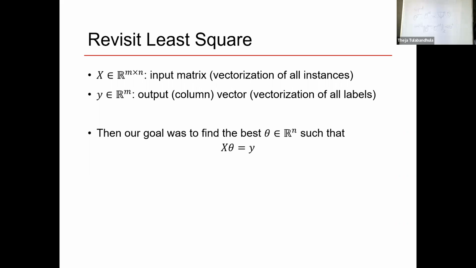Our goal, which although we wrote it using a loss function, a different way we can write it, a different way to say we want to fit our model, find the theta such that our H theta predicts well on the training data, is to say we want to find theta such that x theta is equal to y.